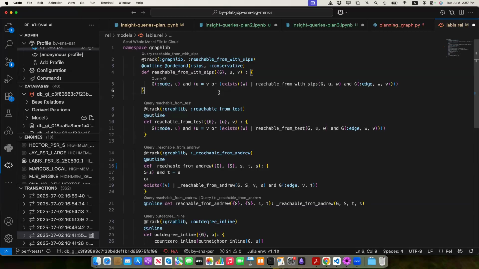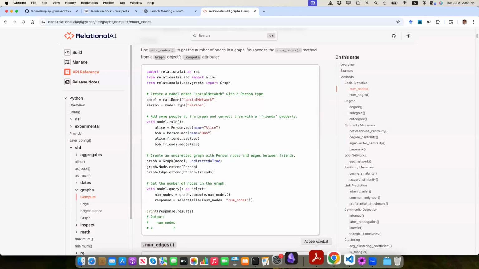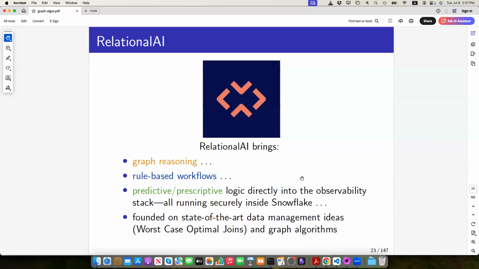So, yep. Is this closer to Datalog or closer to calculus? Yeah, so it's basically inspired by Datalog, but it's not Datalog per se.